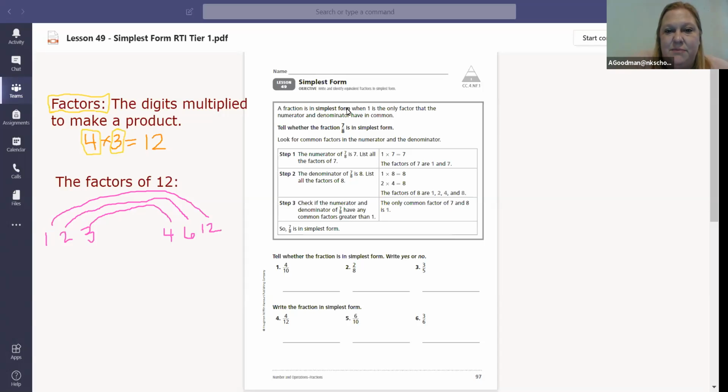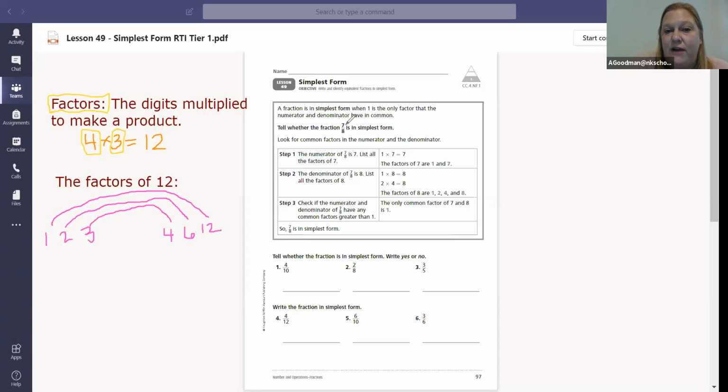A fraction is in simplest form when 1 is the only factor that the numerator and denominator have in common. So let's remember that factors are the digits that you multiply together to make a product. So 3 and 4 are factors of 12. All the factors of 12 are, remember the factor rainbow that I showed you how to make? 1 and 12, 2 and 6, 3 and 4 are all factors of 12.